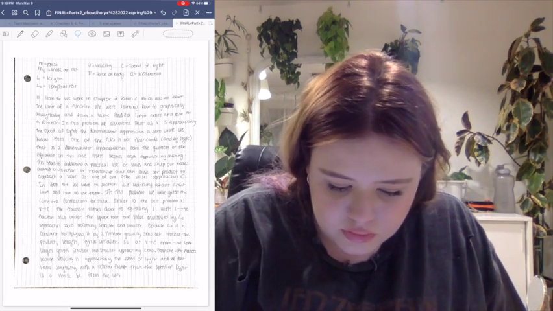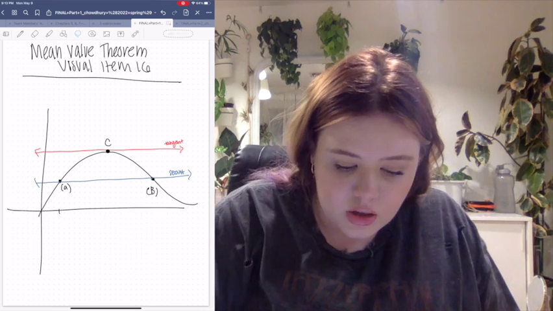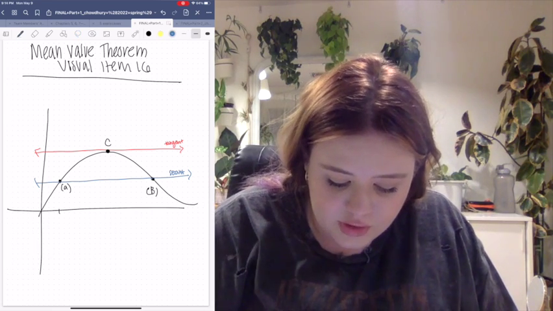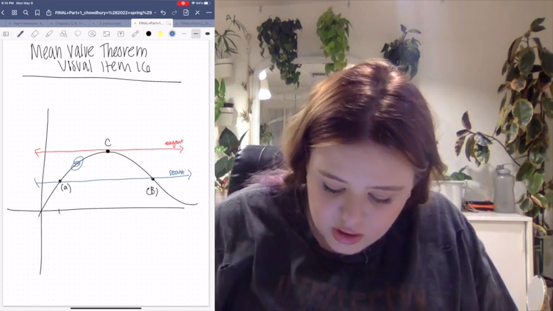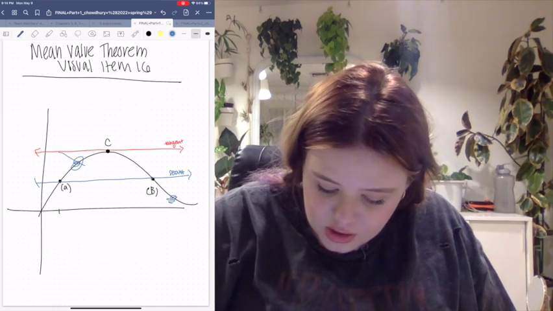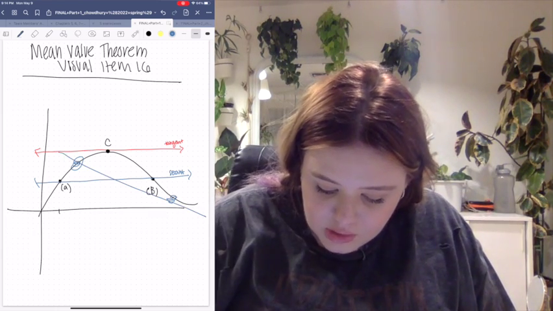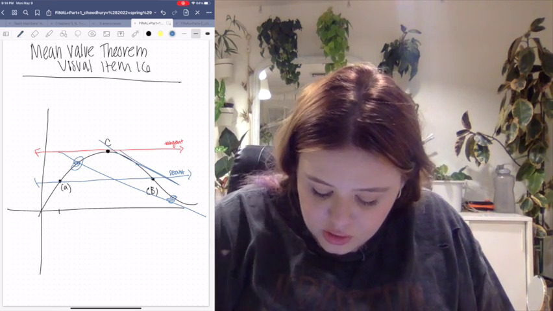Ooh, that's the wrong one. Okay, so even if point A was up here and point B was down here, and there was a secant line between them, there would still be a point somewhere over here where there's a tangent line.